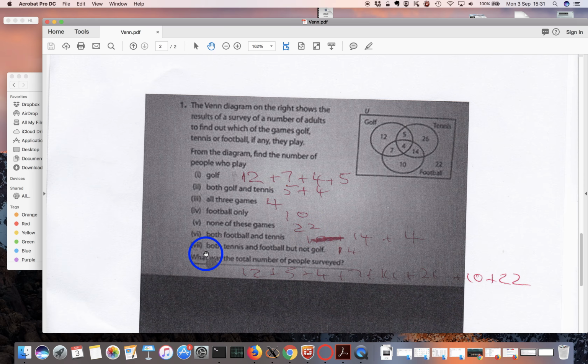And then you can ask more specific questions, both tennis and football, but not golf. So that means you need to look at tennis and football. So that's going to be the intersection of these 2 circles, the tennis circle and the football circle. And it tells you the number of people who play tennis and football, but not golf. So that just means the 14. Because you say not golf, and 4 people play golf, tennis, and football. So this is what this Venn diagram is. It's just a kind of device for visualizing the relationship between sets, and then you can read off the different intersections.